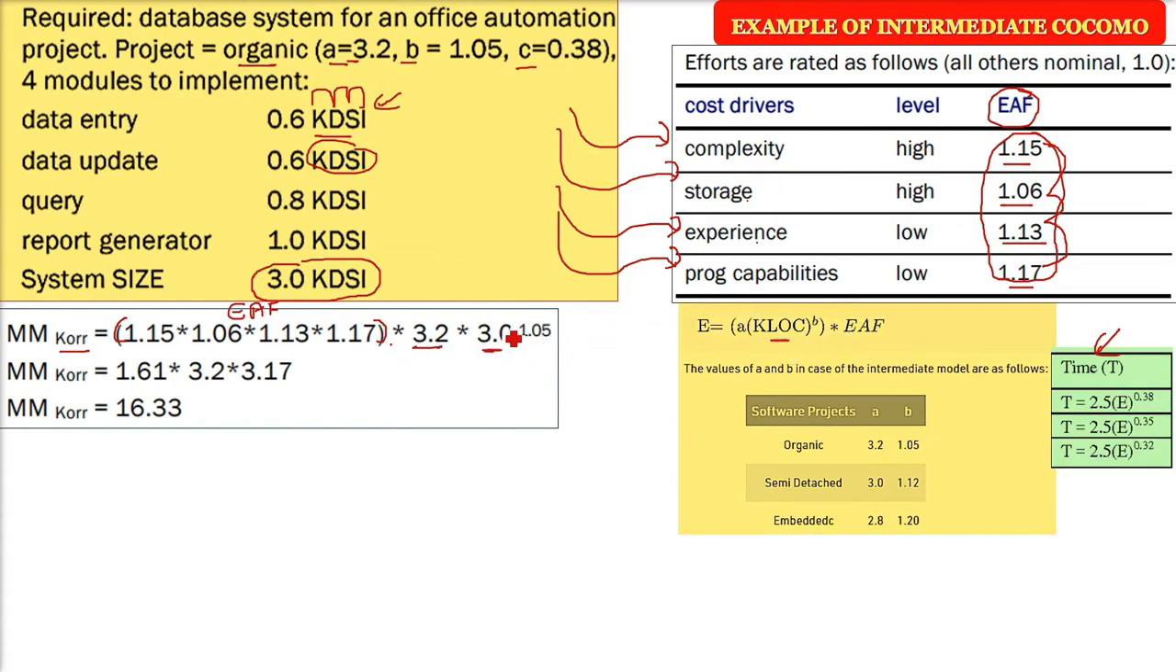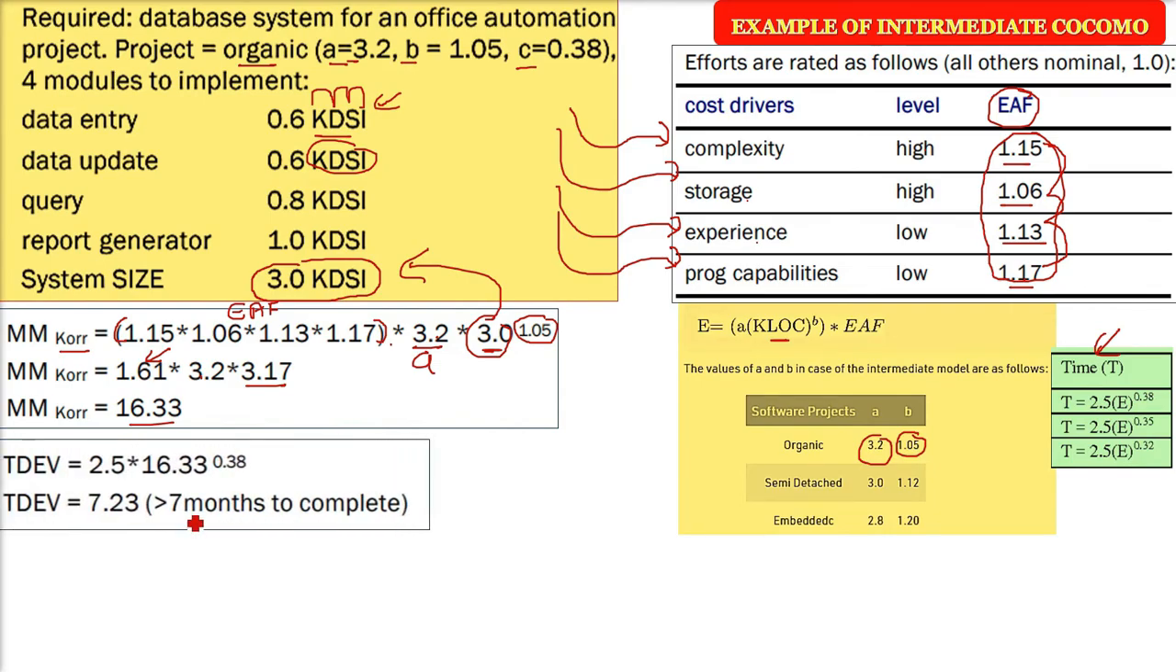And what is the power B value for organic? It's given in the question also, 1.05. So for organic, A is 3.2 and B is 1.05. Put this in the expression. 3 raised to the power 1.05 gives the value 3.17. So you have 1.61, 3.2, and 3.17, and when you multiply all of these, you get 16.33 MM, which is sometimes called the effort.